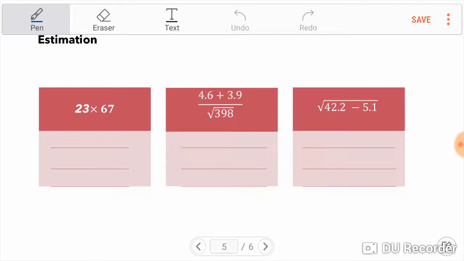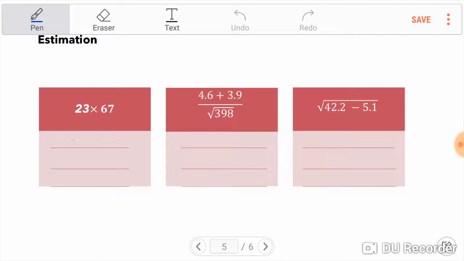Estimation. Estimate 23 times 67. There are steps for this. The first step is you round each number in the calculation to one significant figure, and secondly you work out the approximate answer.